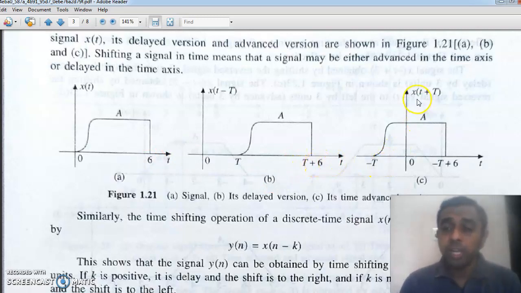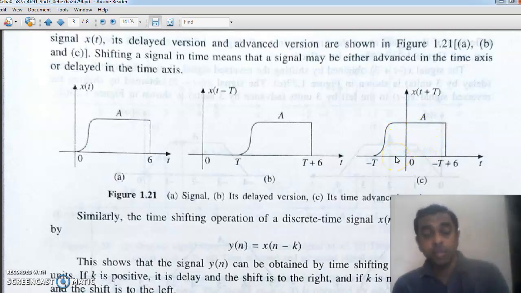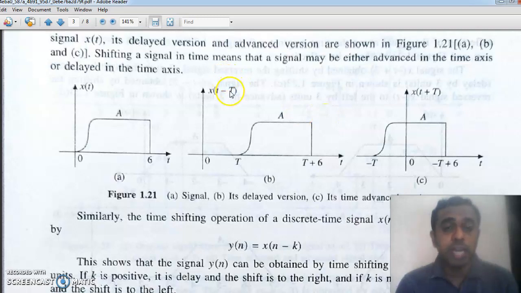Now if we have x of t plus capital T, now what happens? The signal starts at the point when the argument is equal to 0, that is t plus capital T is equal to 0, that is at t is equal to minus capital T. Now see, the starting point is at minus T and the ending point, initially it was at 6, now it is advanced by T seconds, that is minus T plus 6. So if T is positive, that is delaying, and if T is negative, then that is advancement.